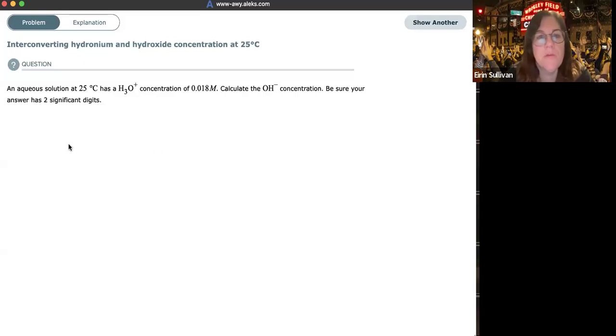Interconverting hydronium hydroxide concentration at 25 degrees Celsius. So, what helps you understand this kind of question is understanding that there is a relationship between concentration of hydroxide and concentration of hydronium in an aqueous solution. And where this actually comes from is the autoionization of water. Autoionization means when something can ionize itself.